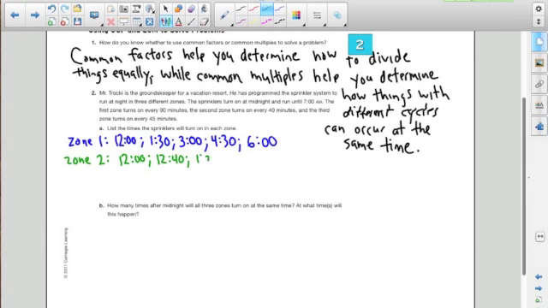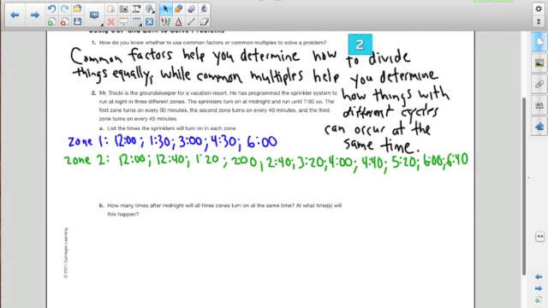Then zone 2, I'm just counting by 40 minutes. And I'm being careful that I am counting correctly with hours and all of that. So got 12 a.m., 12:40, 1:20 a.m., 2 o'clock a.m., 2:40 a.m., 3:20 a.m., 4 a.m., 4:40 a.m., 5:20 a.m., 6 a.m., and 6:40 a.m.